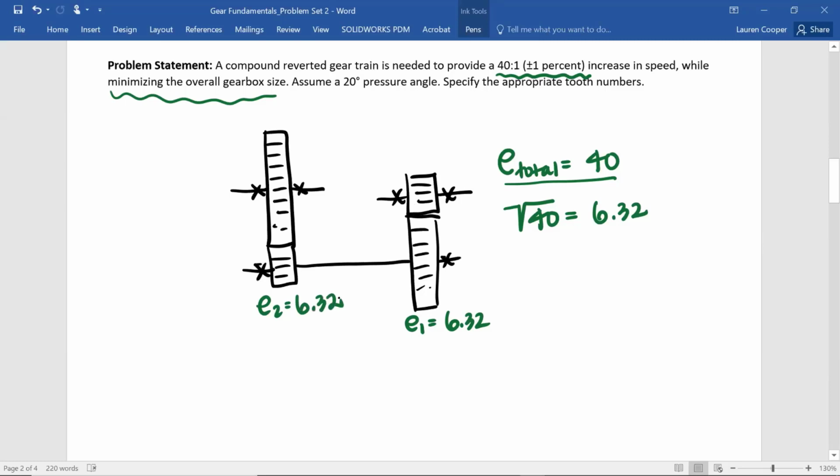Remember that in any given stage, you don't want your train value to be greater than 10. And I guess more generally speaking, you don't want your gear ratio to be greater than 10. So since we had a total train value of 40, we're having to split it up into two stages. So this is also our M. And we're going to use the M's to figure out the minimum number of teeth on the pinion. And we definitely want to use the minimum value that we can because we're trying to minimize the overall gearbox size.